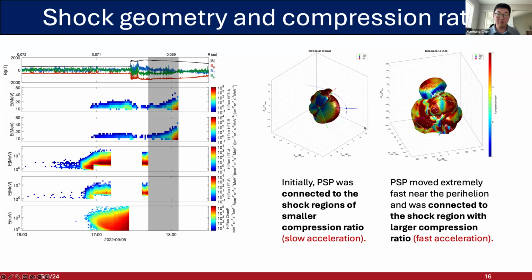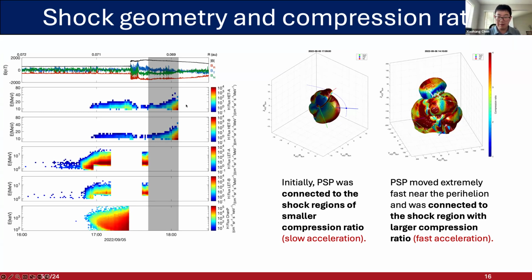But with our model, we can see that initially in the upstream, PSP is connected to the weak shock region. And the particles observed here are accelerated from the shock at these regions. But after the shock passes PSP, because PSP is near perihelion and moving really fast, the connection to the shock can change dramatically from this weak shock region to the strong shock region. The particles accelerated from this strong shock can transport away from the Sun as well as toward the Sun, and PSP is likely to observe these particles in this way.